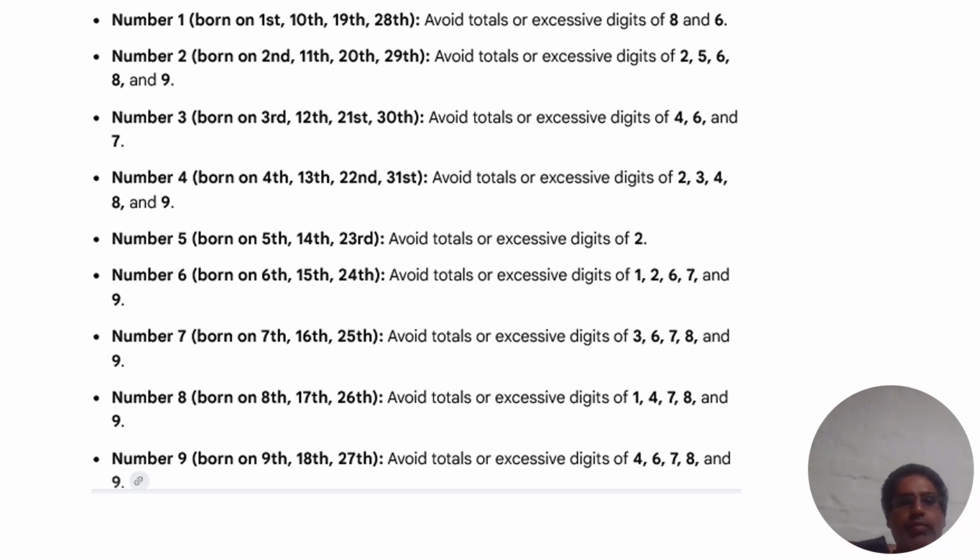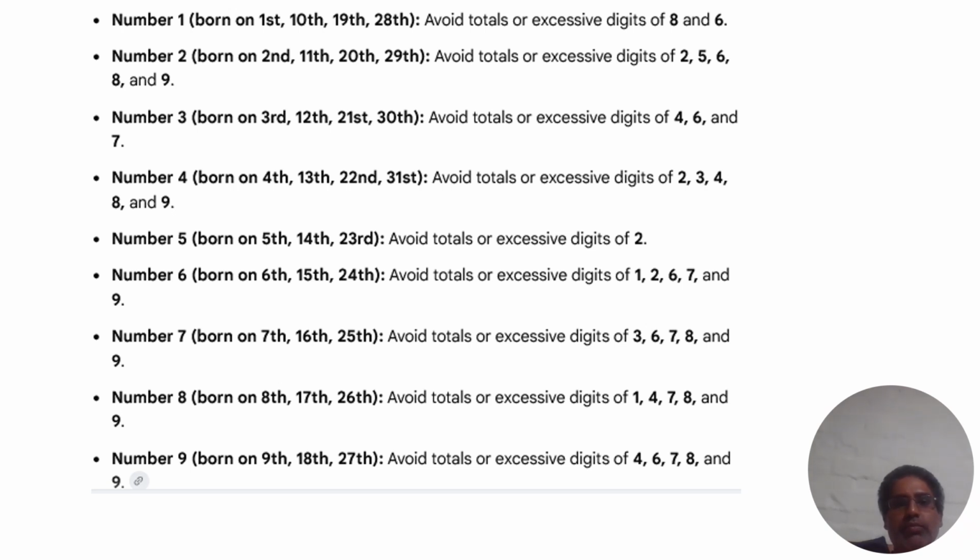These are some of the combinations, guys. So let's say you're born on number 1. That means you can't have a total of 8 or 6. For 2, you can't have a total of 2, 5 and 6. For number 3, those who are born on this number can't have a total of 6, 4, 6 or 7 as the total for the mobile phone. So if you add all the phone numbers, you should not have these totals.